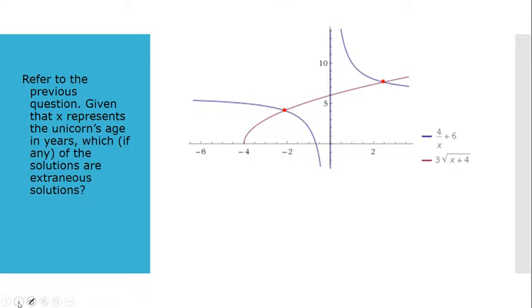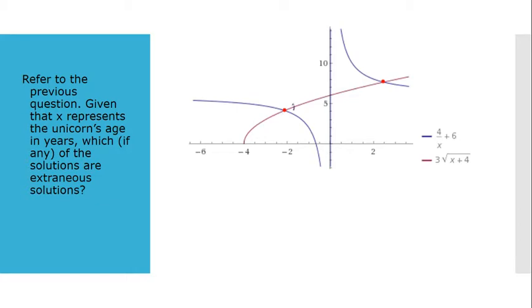Refer to the previous question. Given that x represents the unicorn's age in years, which, if any, of the solutions are extraneous solutions? Well, if we look at our graph, if we're talking about age, we have negatives and positives. But for somebody's age, even for a unicorn's age, you can't have a negative age. You can't be a negative amount of years old. You can only be 0 to a positive amount of years old once you're born.